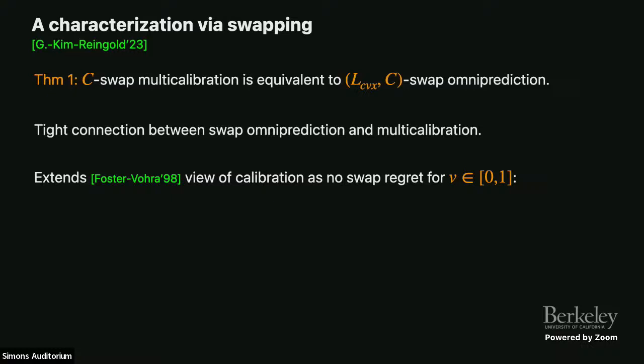What this theorem tells us is that you can think of C-multicalibration as not having swap regret for the richer class of strategies coming from the class C. So again, when I say 0.3, I don't wish that I'd instead used maybe a decision tree of some depth or a neural network, depending on what C is, in place of my prediction. It wouldn't make much of a difference.